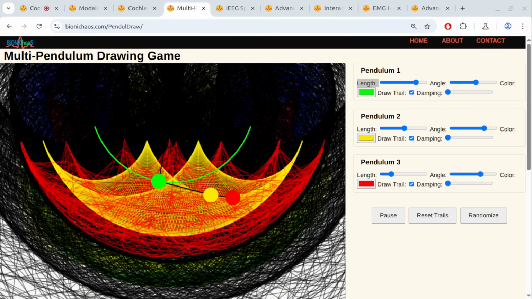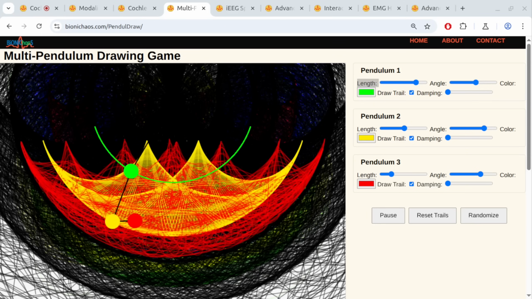To improve the simulation, several enhancements could be made. Adding more pendulums with customizable properties, such as length, angle, and damping, could create even more complex patterns. Implementing more advanced physics models for realistic motion and allowing for interaction between the pendulums could further enrich the simulation. Additionally, adding features for data export and analysis would make it more useful for scientific research or exploring complex systems.